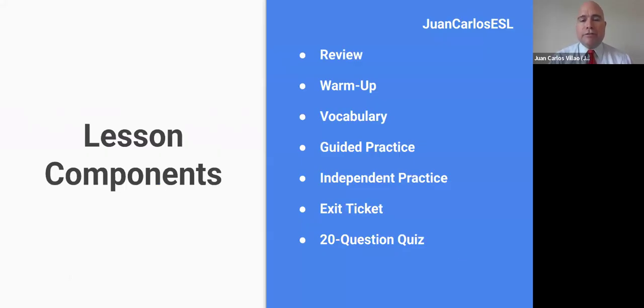So lesson components, we'll first go over a review. We're going to review some words from the previous lesson that we practiced using in lesson 6. So we'll do first a review. Then we'll go to our warm-up, followed by vocabulary words of the 30 new vocabulary words relating to emotions and feelings. And then we'll do a guided practice, followed by the independent practice, exit ticket, and then finally we'll conclude with a 20-question quiz.